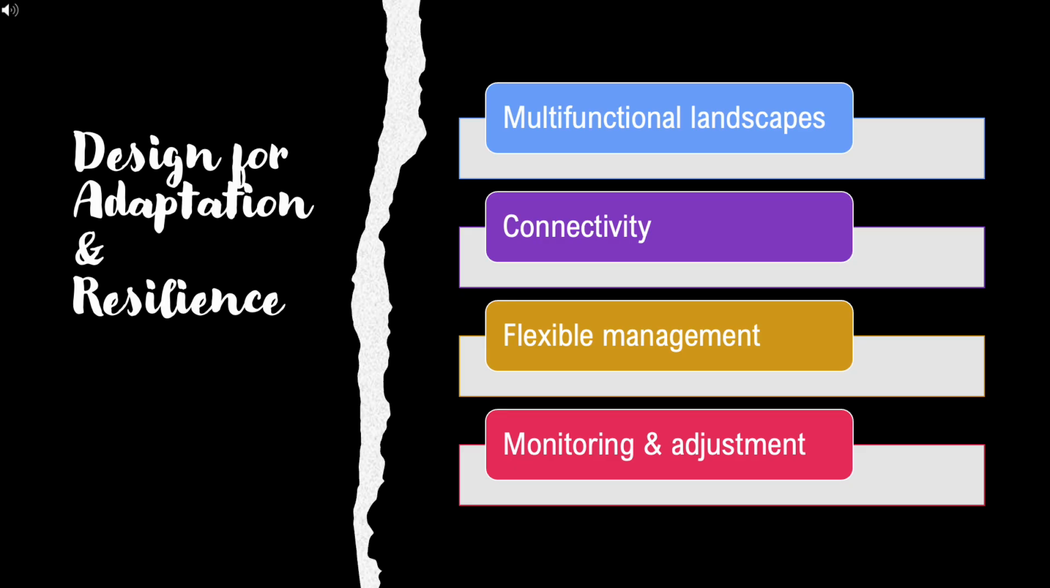And finally, monitoring and adjustment. Design is not a one-time event in ecological terms. It's an ongoing process. Build monitoring into your projects. Track plant establishment, species diversity, canopy development. Be willing to intervene, remove inhibitors, introduce missing species, adjust management as you learn from what's actually happening on the ground.